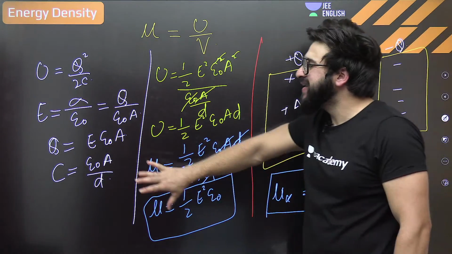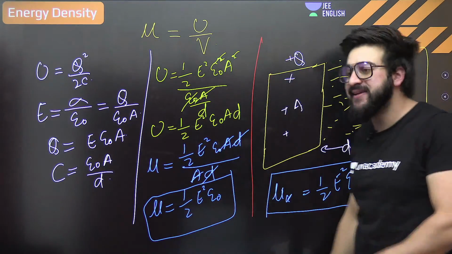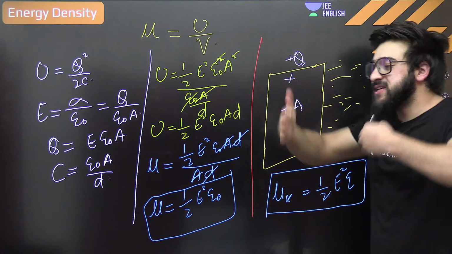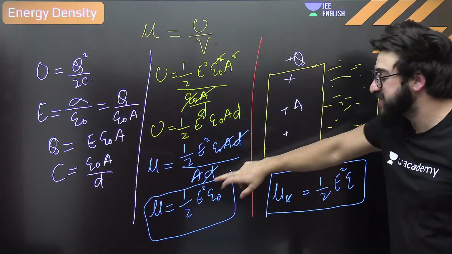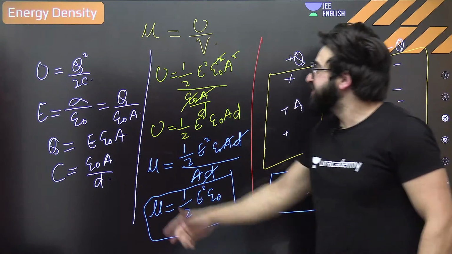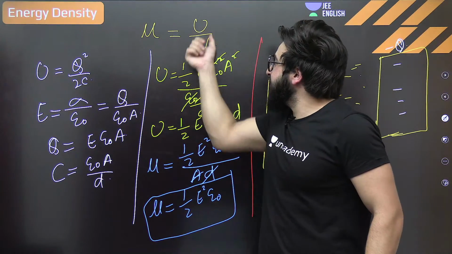This is the energy density in this case. How do we exactly get this energy density? This is a capacitor. Energy per unit volume. On its unit volume, how much energy is present? Understand? Okay, fine. Now see, this is energy per unit volume.